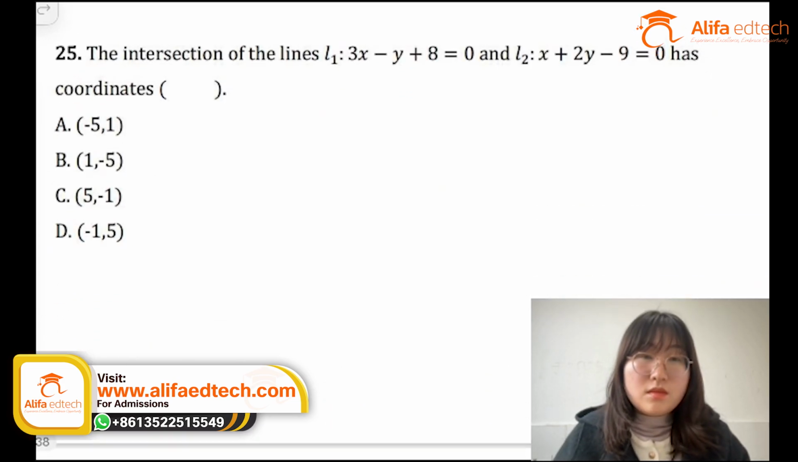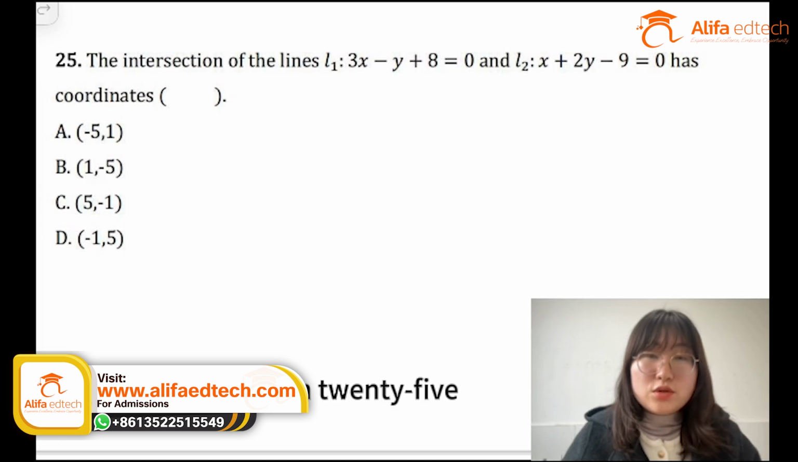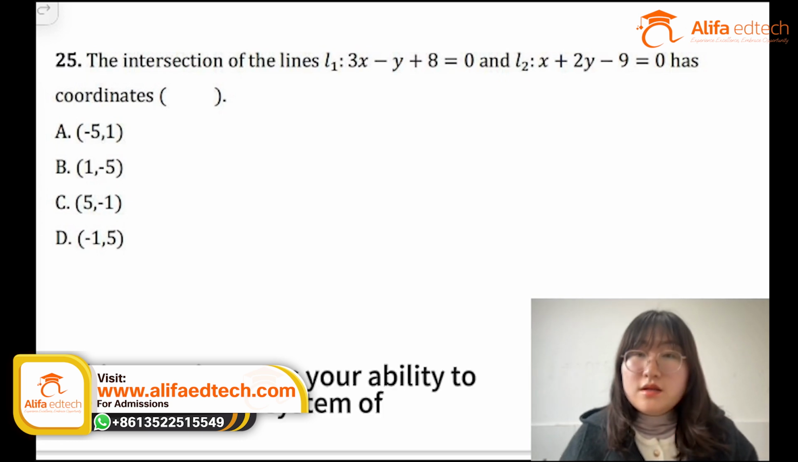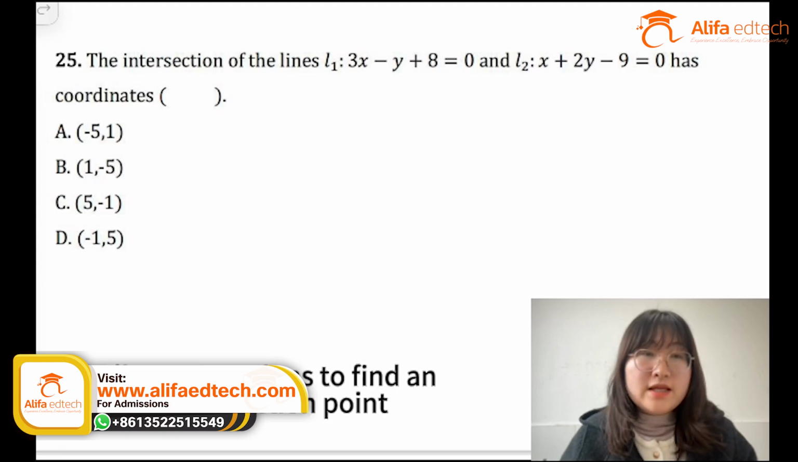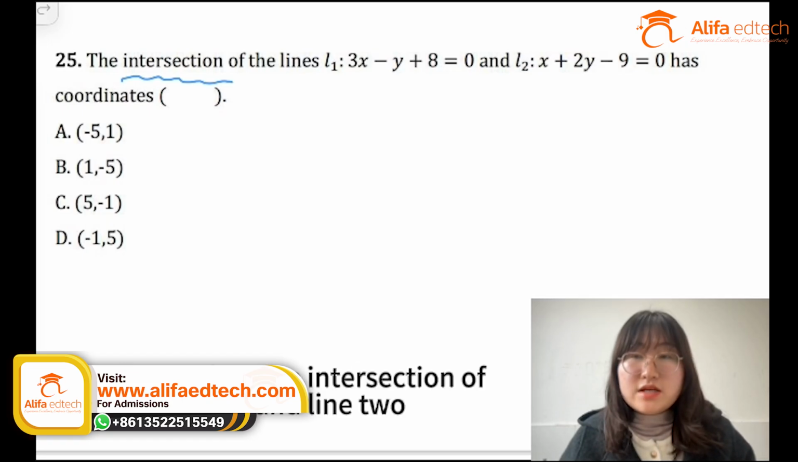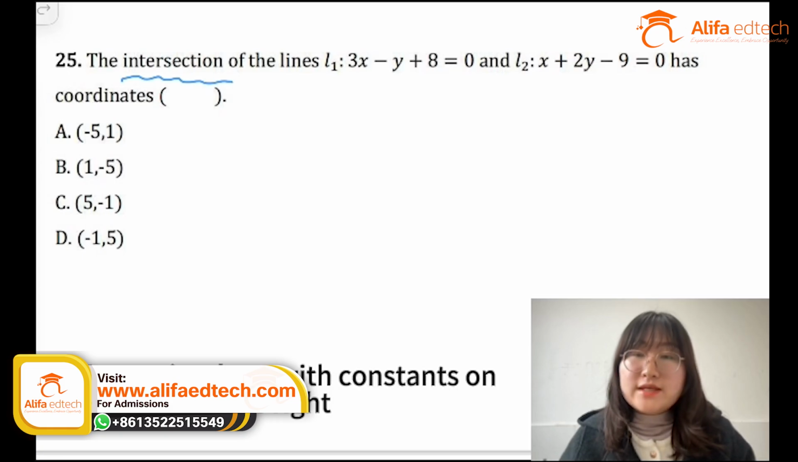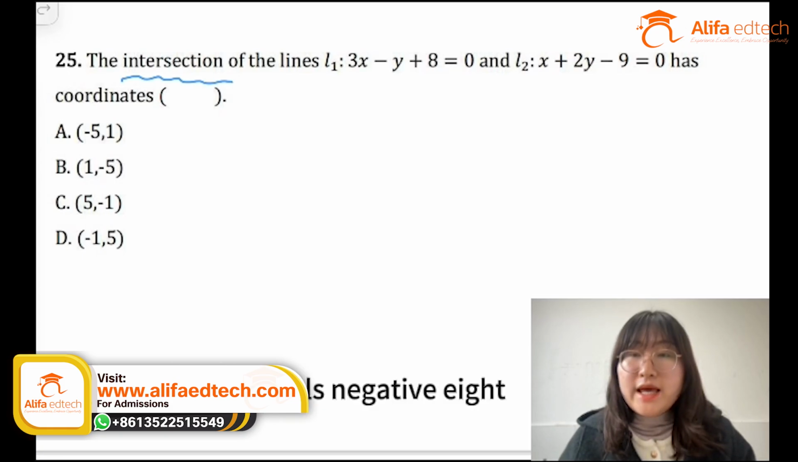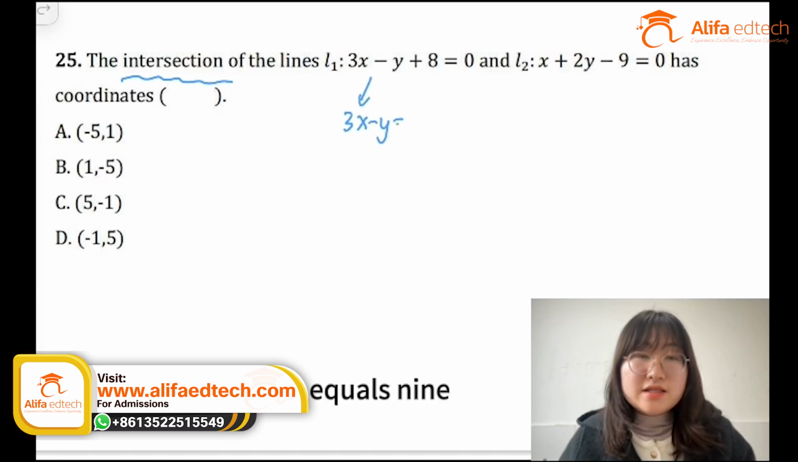Now for question 25. This question tests your ability to solve a system of linear equations to find an intersection point. We need to find the intersection of line 1 and line 2. Let's write them with constants on the right. 3x minus y equals -8, and x plus 2y equals 9.